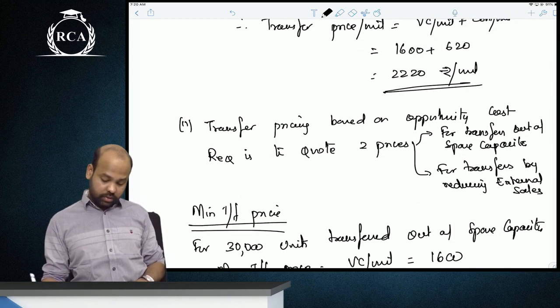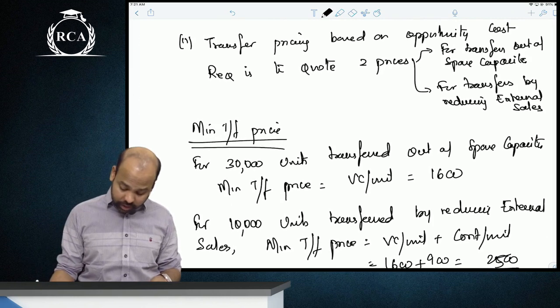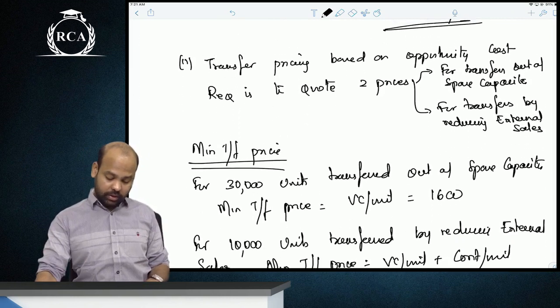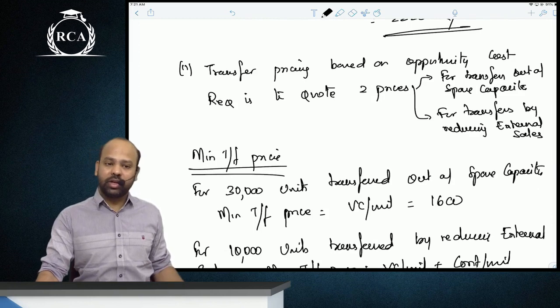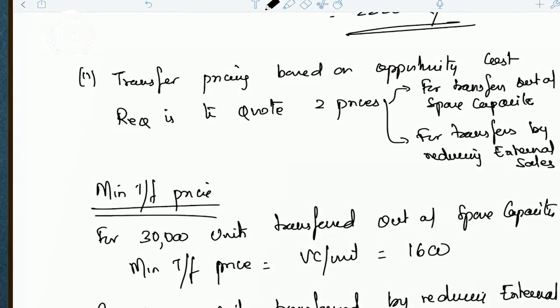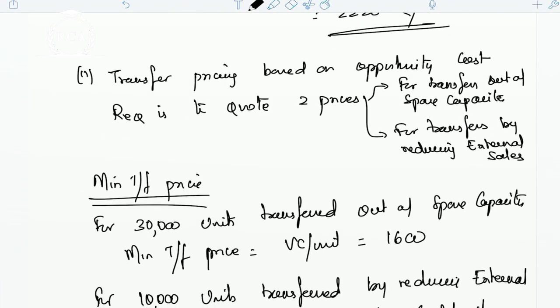2500. Are we clear out of this? Are we clear, guys? Yes, sir. Okay. Copy it down, guys. It is nothing, guys, such a simple bit. Very, very simple. You do not have to quote an average transfer price.